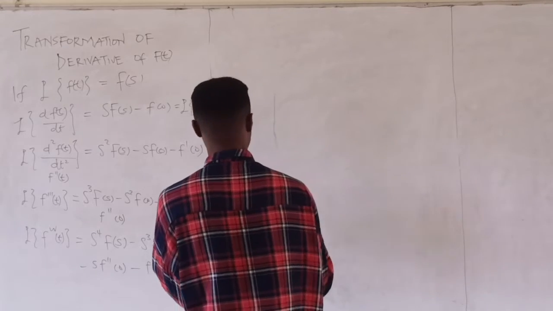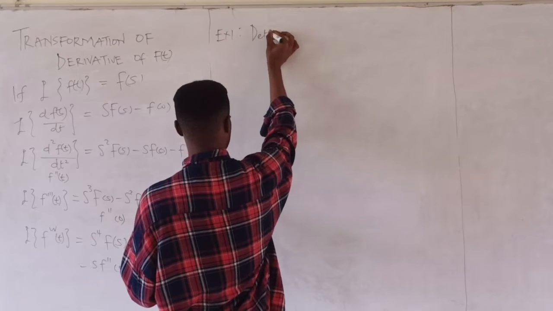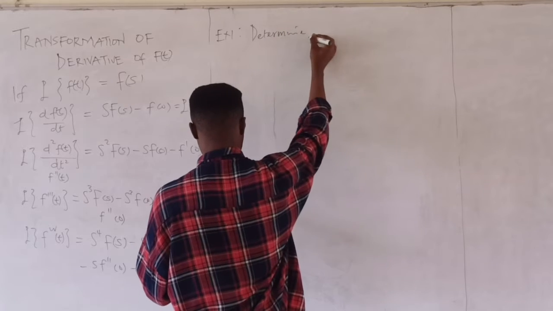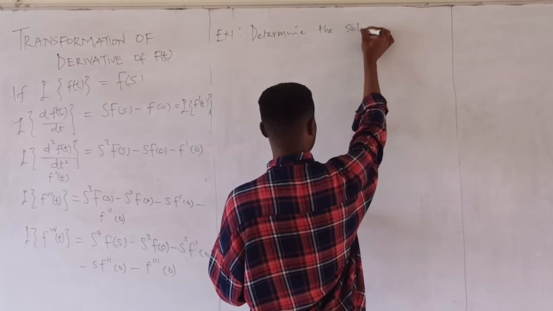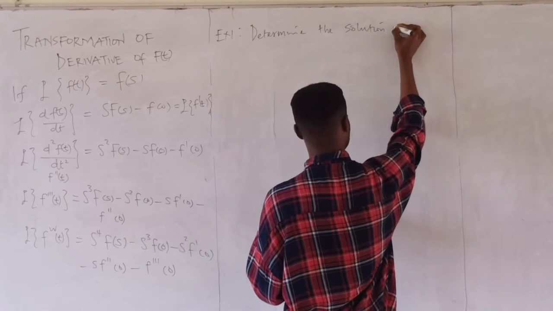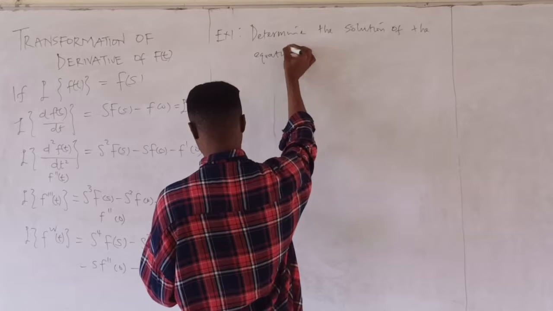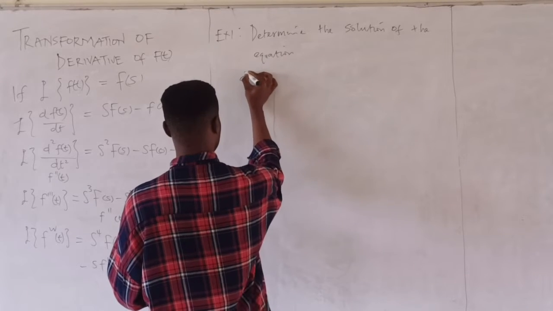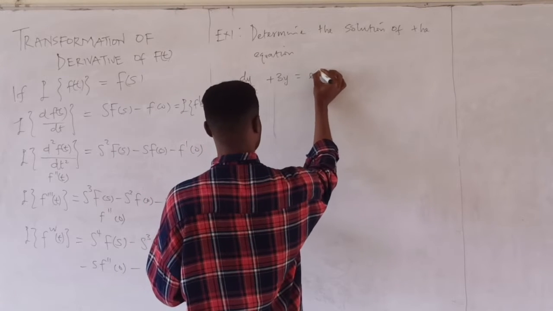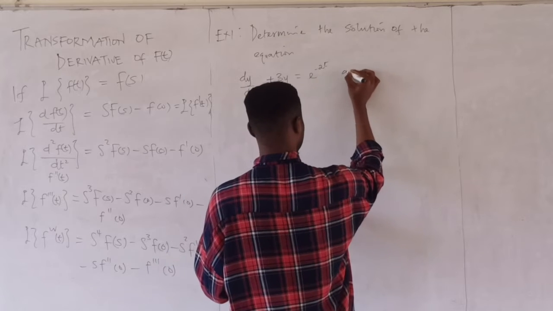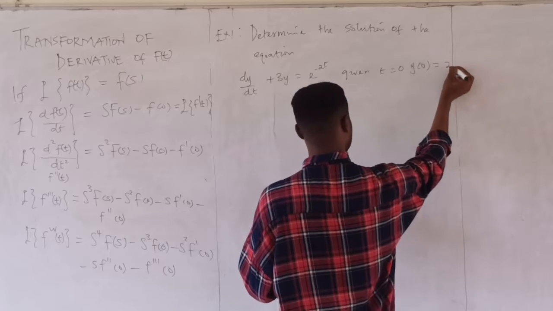Let's say we have to determine example 1: the solution of the following equation. We have dy/dt plus 3y equals the exponent of minus 2t, given y of 0 equals 2.